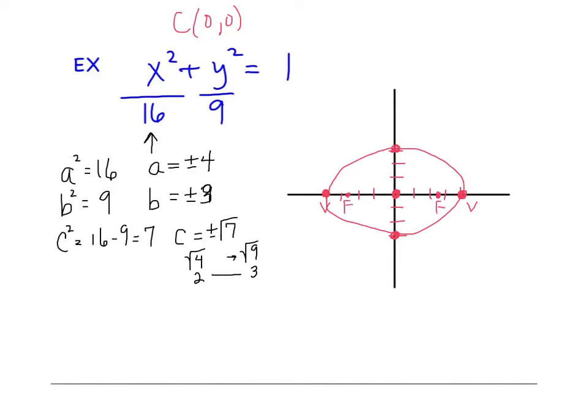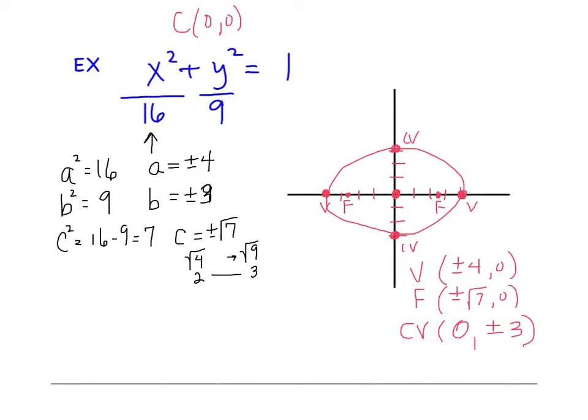Okay. And so if I'm listing them, these are co-vertices, right? The vertices are going to be at plus or minus 4, 0. The foci, same axis, plus or minus the square root of 7, 0. And the co-vertices are going to be at 0, plus or minus 3. And so we've done everything we need to do. We're staying organized, and we have our ellipse centered at the origin.